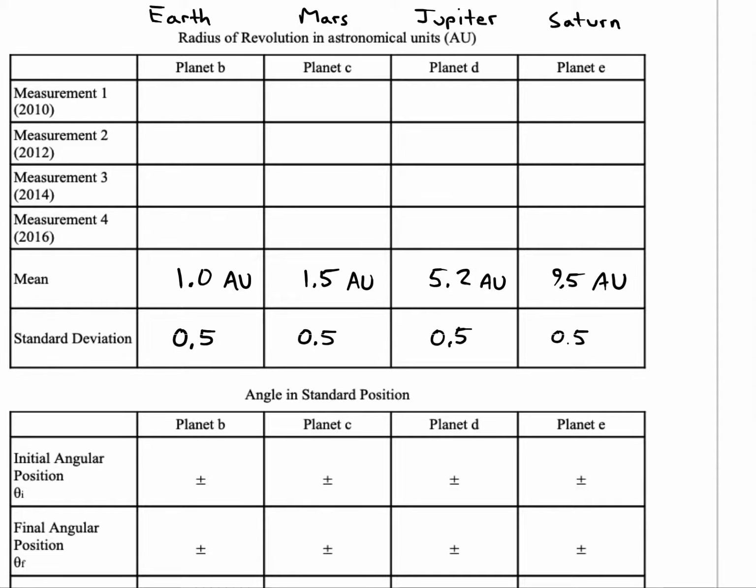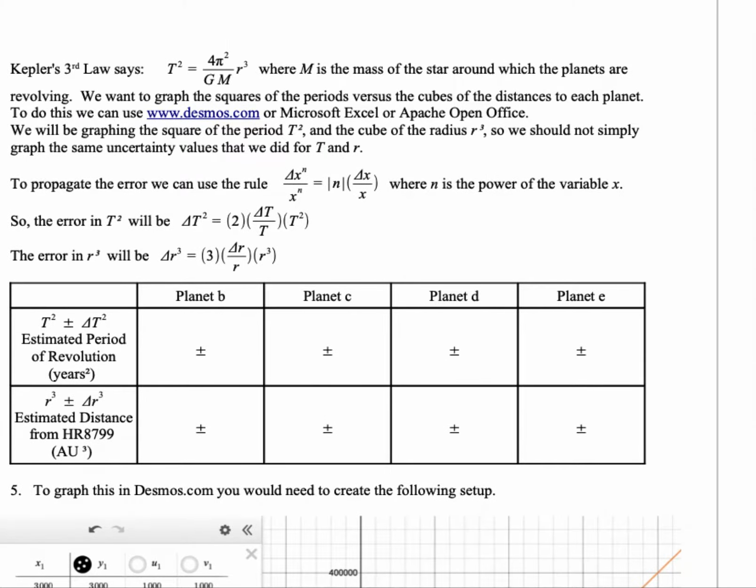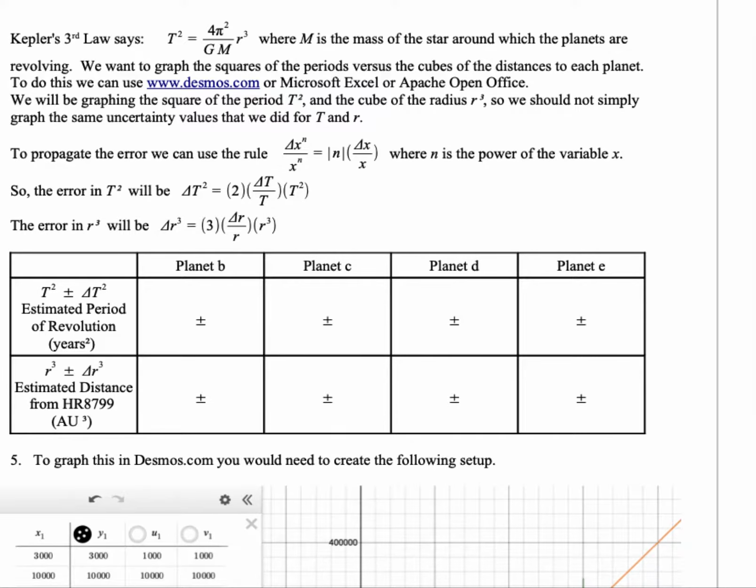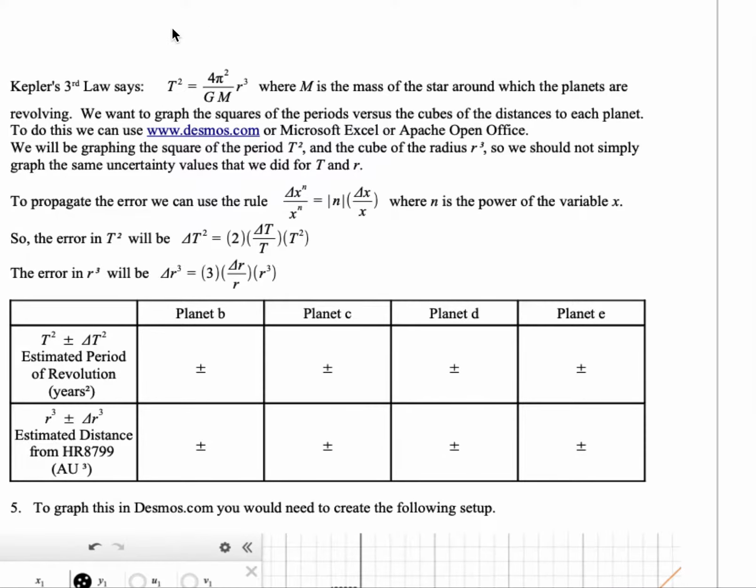All right, now that we have that, we want to put our data into a graphing program, such as Desmos. But before we do, we have to square the period and cube the radius so that when we do plot it, it'll be in the form of y equals some constant times x. Okay, so the constant here is going to be the slope. And so we have to basically let y equal t squared, and then x can be r cubed. And then the constant that we get will be the slope, and that'll be 4 pi squared over GM in theory.